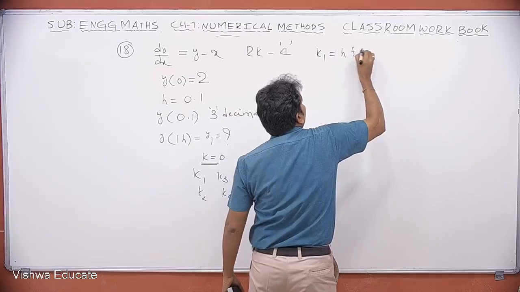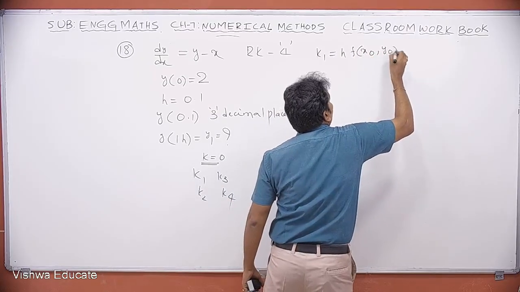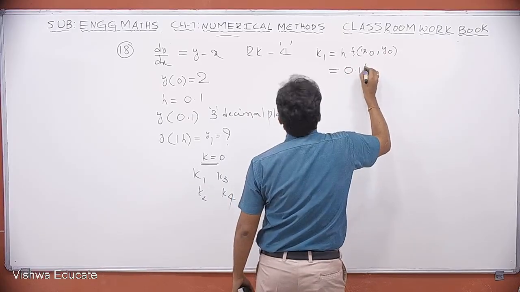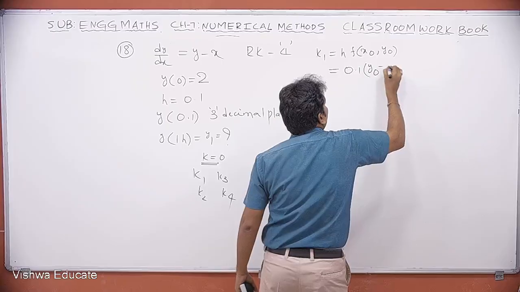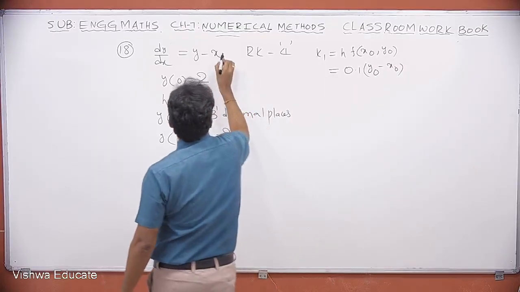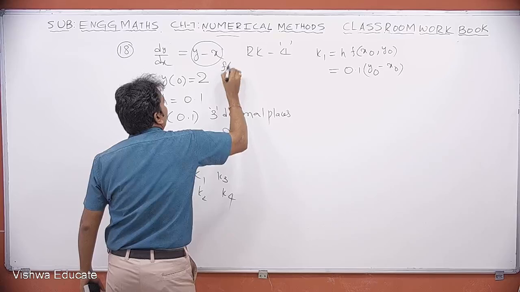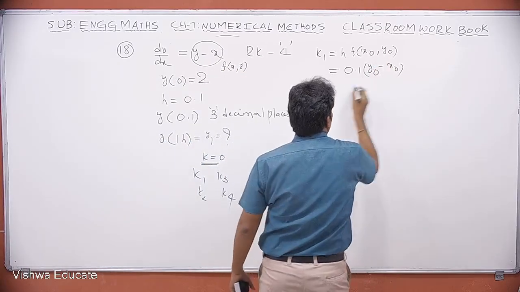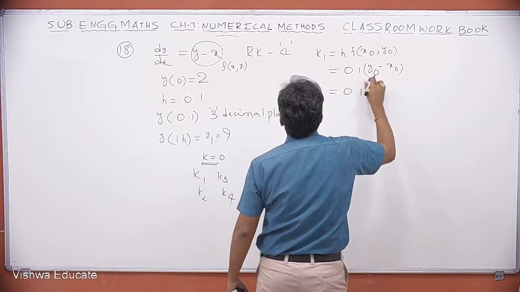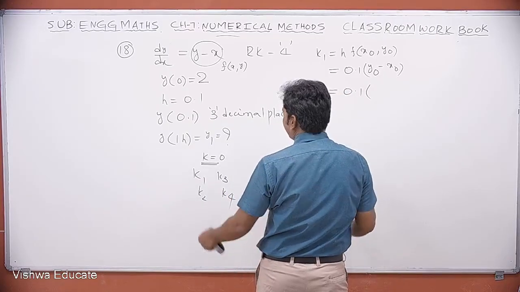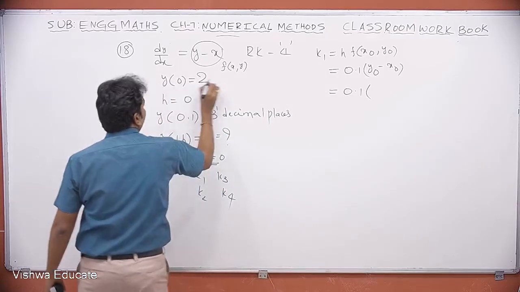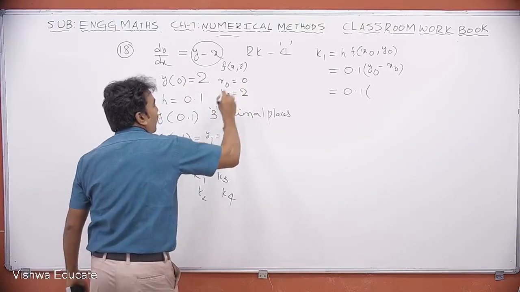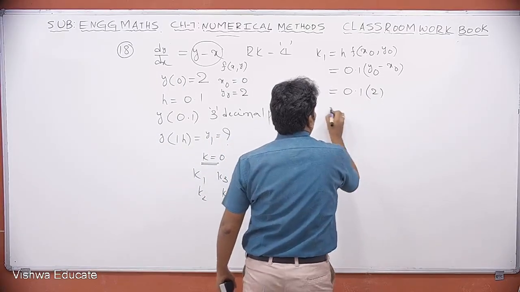k1 equal to h into f of x0 comma y0. So h value is 0.1. f of x0 y0 is y0 minus x0, because f of x comma y is y minus x. So this is 0.1 into y0 minus x0. What is x0? x0 is 0. y0 is 2. So y0 minus x0 is 2. Therefore, this is 0.2.